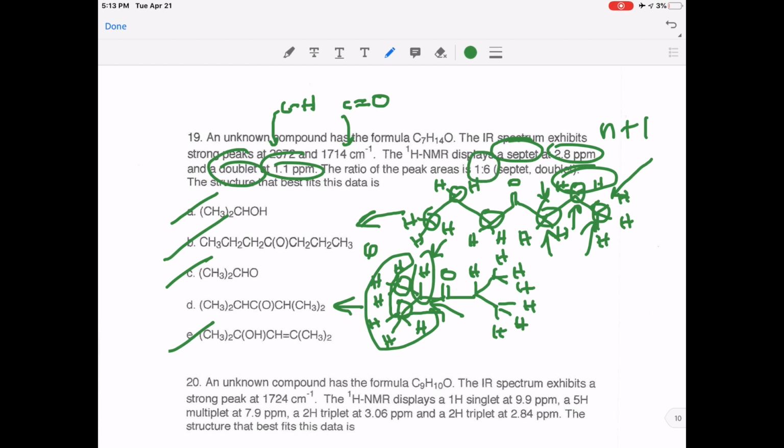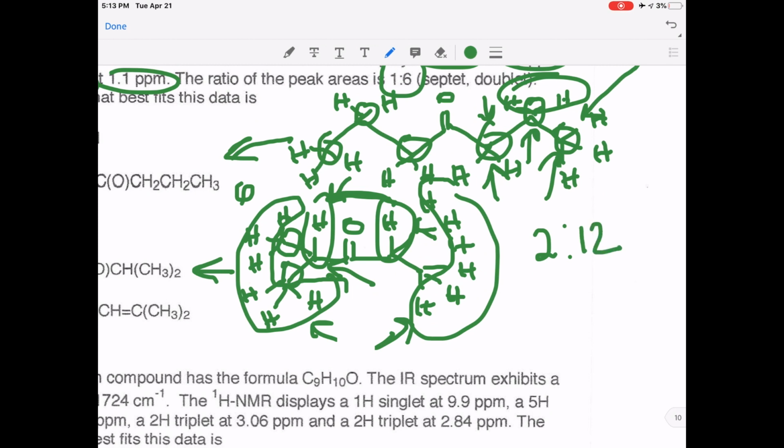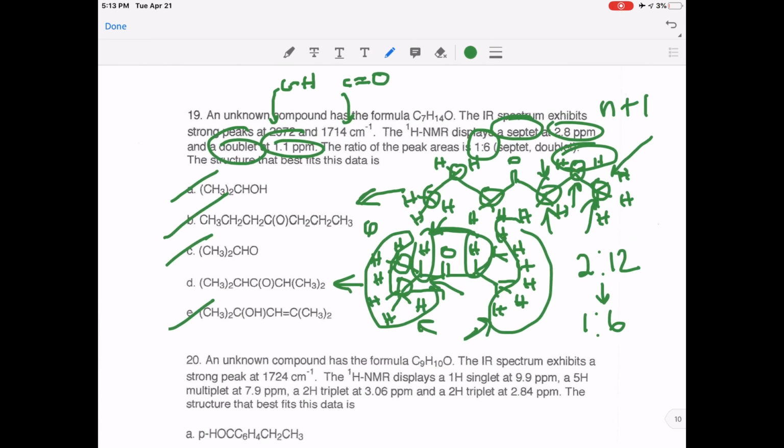And lastly, the last detail we need to cover is the 1:6 ratio of the integration numbers. Because of symmetry, we can consider these 2 protons to be identical to each other, and these 2 sets of protons to be identical, chemically equivalent. So that means that there would be 2 of these protons and 12 of the ones on the periphery of this molecule. And this ratio reduces down to 1:6, which matches our problem statement. So this leaves us with D as our final answer.